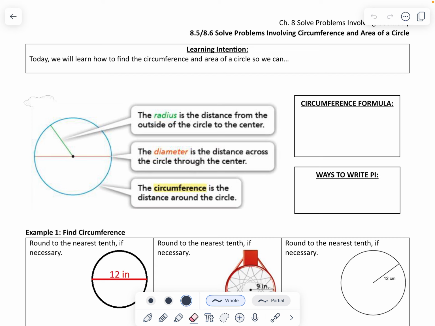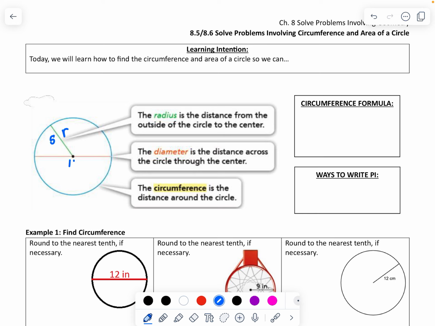And so right here we have our circle, and it says the radius is the distance from the outside of the circle to the center. So that green line is the radius. Okay, so that's R. And then the diameter is the distance across the circle through the center. So the diameter goes all the way across the circle. Remember, the diameter is twice the radius. So if we want to find the diameter, we just have to multiply whatever the radius is by 2. And so if our radius was 5, that would mean our diameter is 10, because it has to be double the radius.